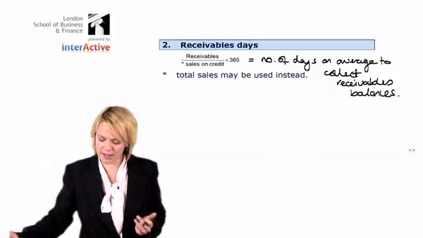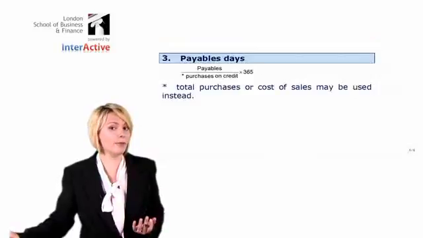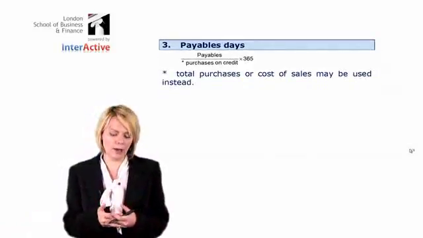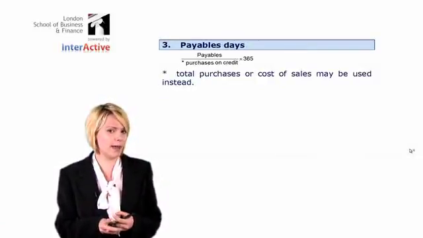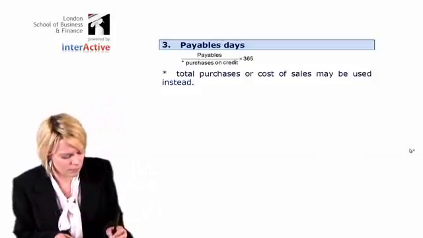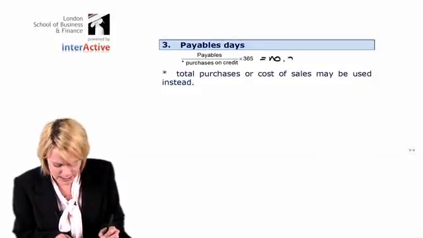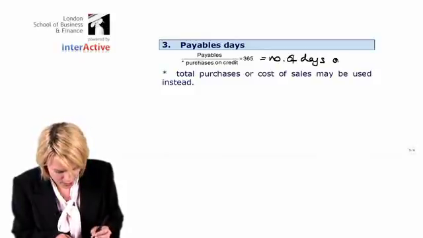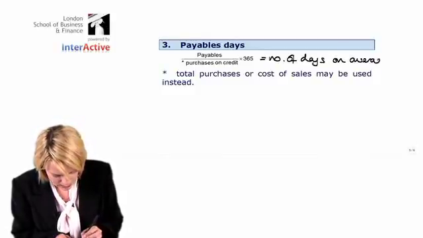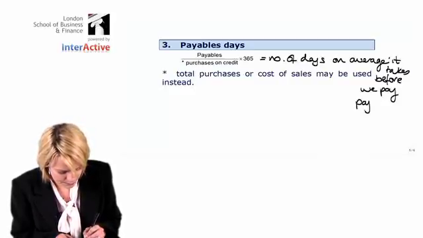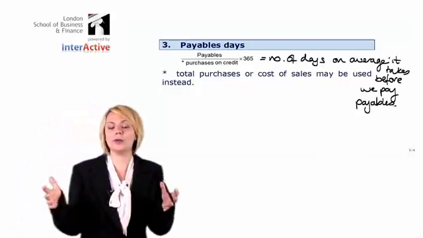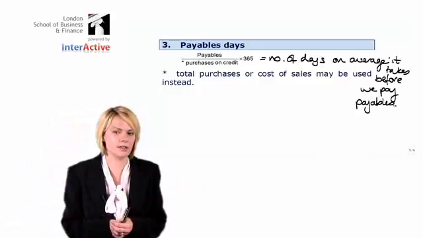Now, our final efficiency ratio is to do with payables. And our payables days is going to tell us how many days on average in the year it takes us to pay our payables. So, again, this is going to be the number of days on average it takes before we pay our payables. So how long do we wait on average before we pay our suppliers?